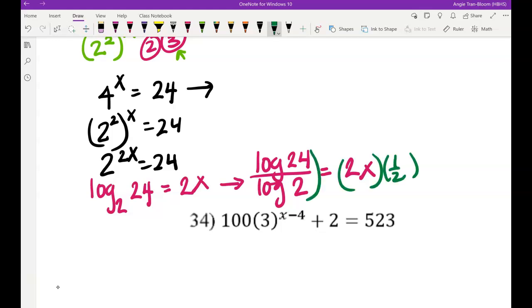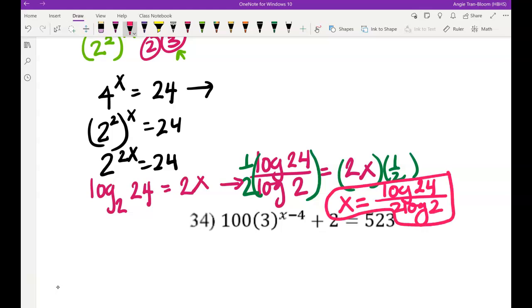That's really a personal preference, okay? So if we divide both sides by 2 or times it by 1/2, you will get the same answer. So that will allow us to isolate x here, and that's going to say log of 24 divided by 2 times log of 2. This is your exact answer. We will use a calculator and crunch out the number to round to 3 decimal places.